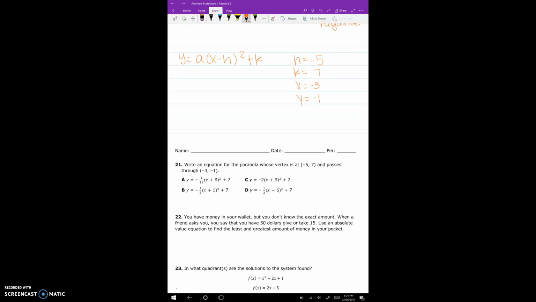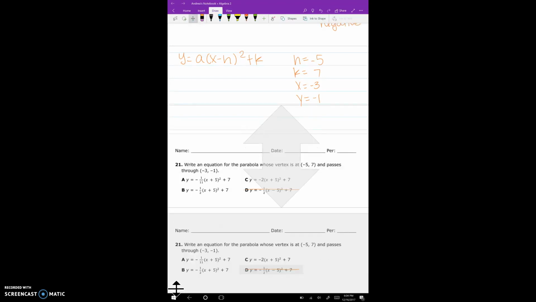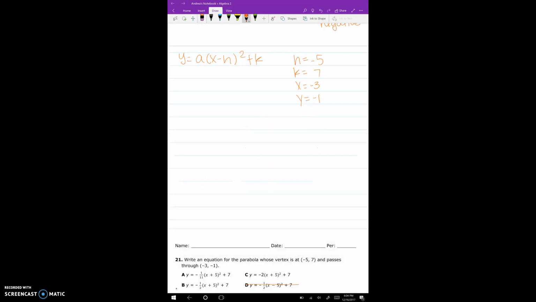So let's see if we can eliminate any just by knowing my vertex. So -5, it should look like positive when I plug it in. So I can eliminate D, and then 7. Okay, so that's the only one I can eliminate. In any case, let's go ahead and continue to work this out. So I'm going to plug in those values for X, Y, H, and K. So let's see what we get.